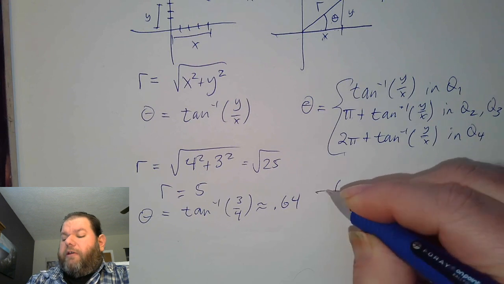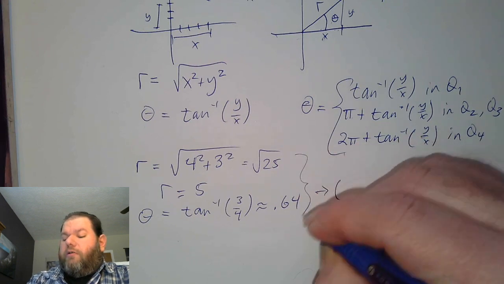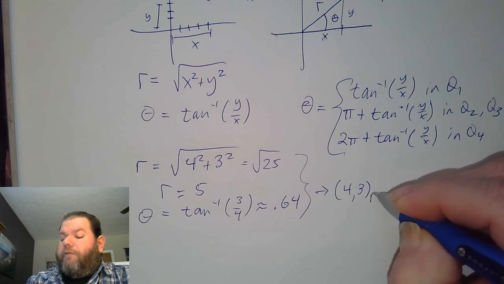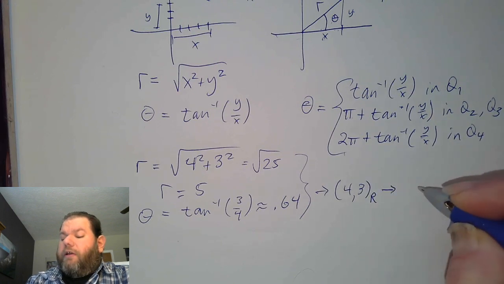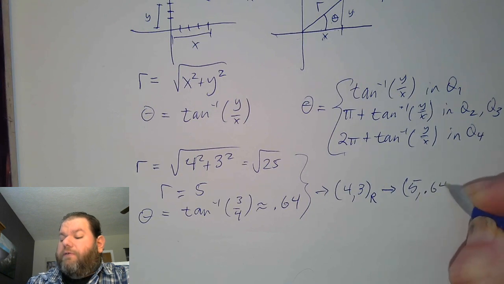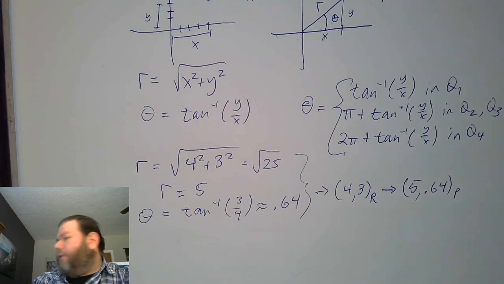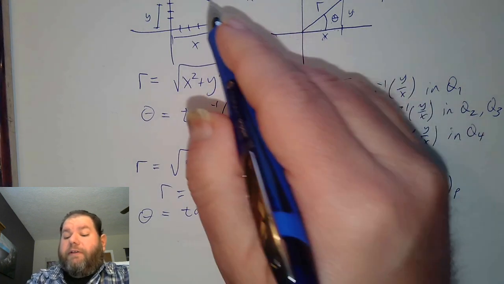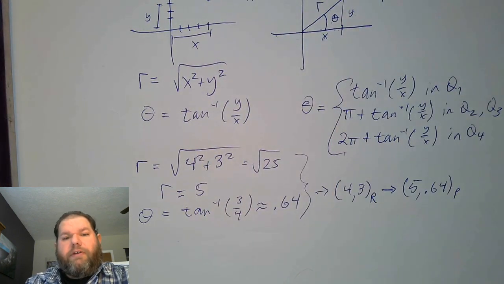So we would say 4, 3 in rectangular coordinates is the same as 5, 0.64 in polar coordinates. These identify the exact same location, but it's a different nomenclature that we're using.